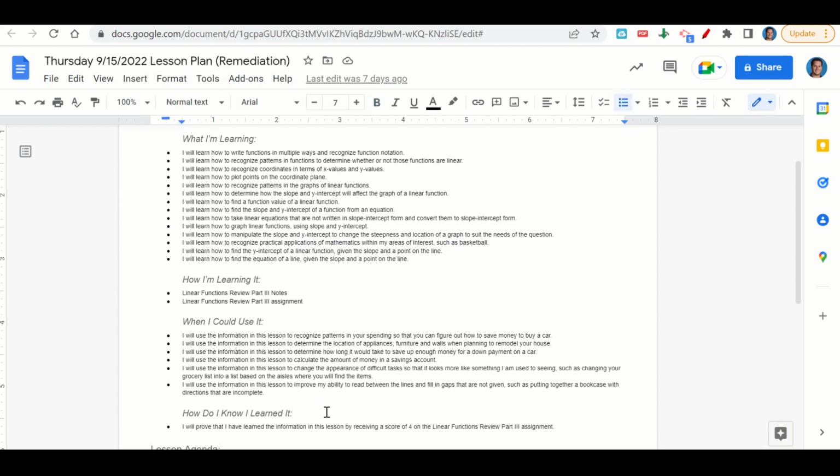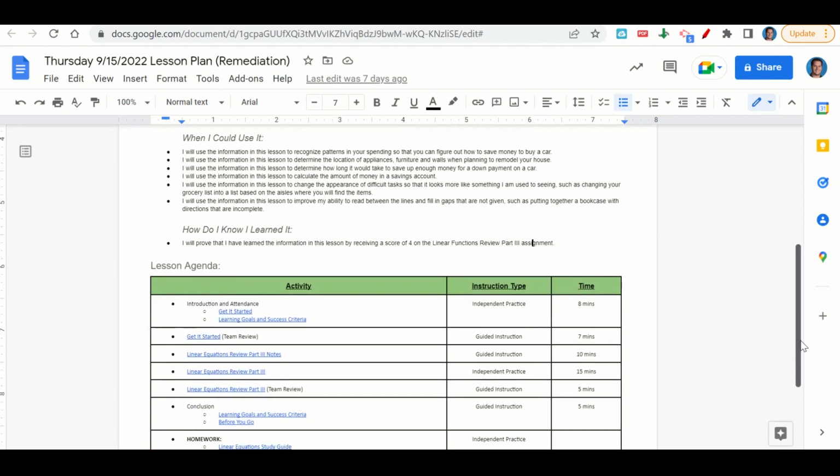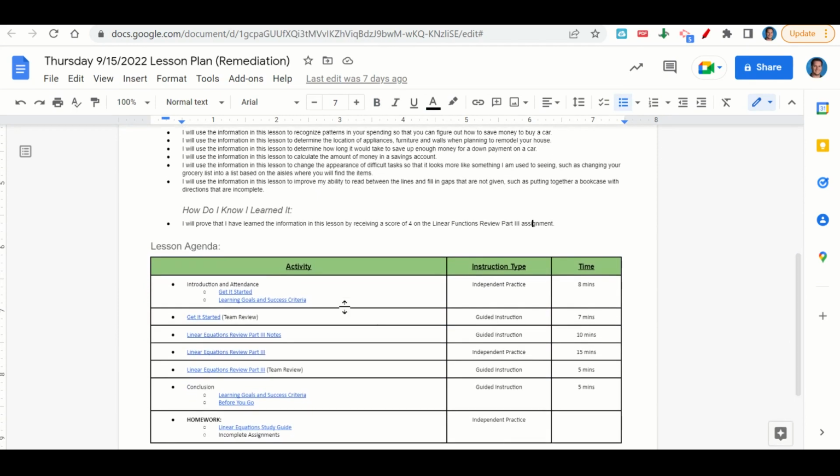How do we know we learned it? By getting a score of 4 on the Linear Functions Review Part 3 assignment. Now let's take a look at our agenda for today. We will begin by going over our learning goals and success criteria. While we do that, you'll fill out your Get It Started. Once you've completed your Get It Started, we'll go over it together and answer any questions that you may have.